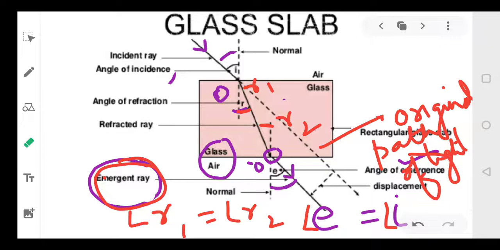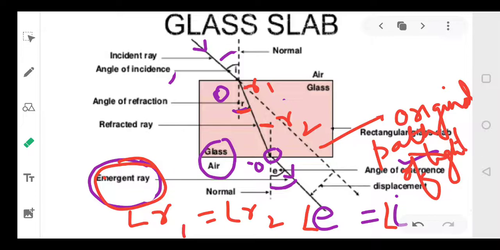We have to remember this diagram. This is a very, very important diagram, and it is generally asked in the board exams. They ask you to draw this diagram. Understood? So this dotted line is called the original path of light. This ray is called the emergent ray, and this angle E is the angle of emergence. Angle E will always be equal to angle I. Angle R1 will be equal to angle R2.